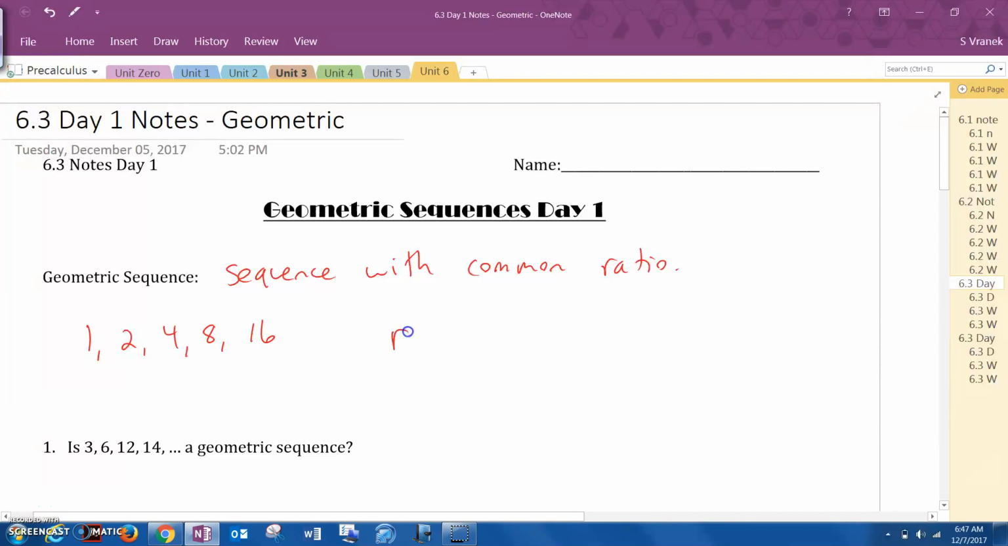So to get a common ratio, you take one of the terms, we'll call that the current term, and you divide it by the one right before it, or the previous one. So 16 divided by 8 is 2, 8 divided by 4 is 2, so on and so forth.